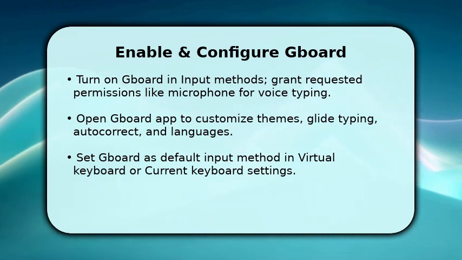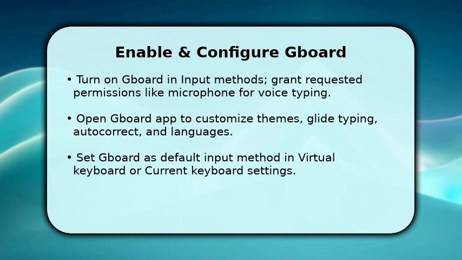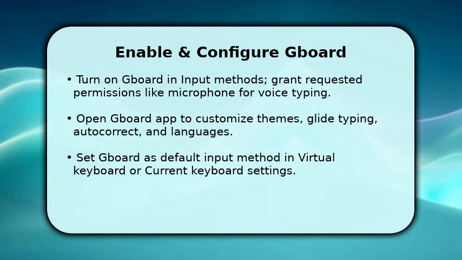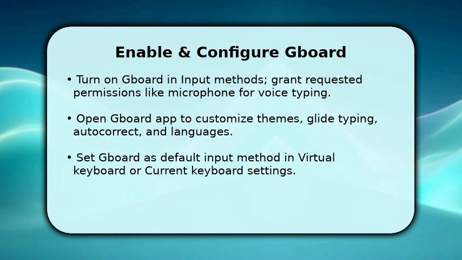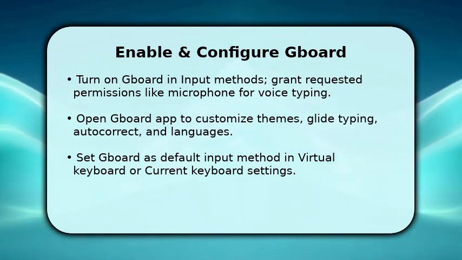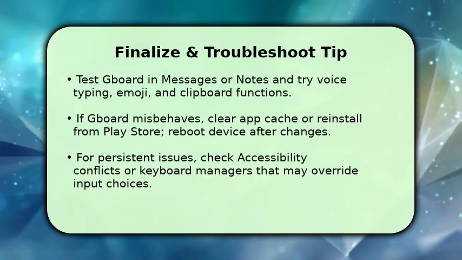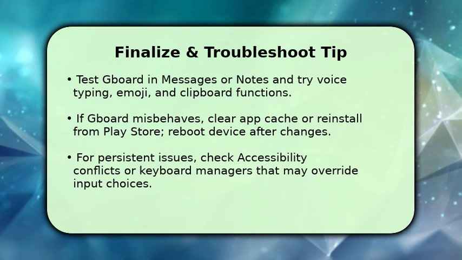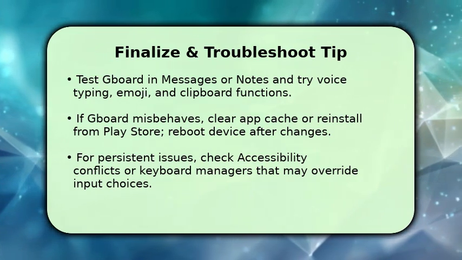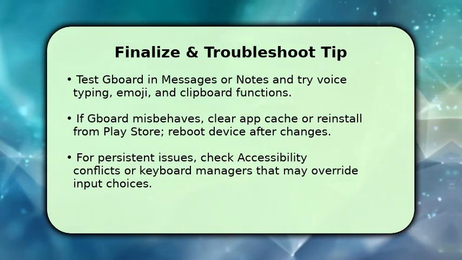Once configured, return to Virtual Keyboard or Current Keyboard and select Gboard as the default. This ensures every app uses it. Make sure language order and preferences match how you type. Finish by testing Gboard in a messaging app. Type, use glide input, insert emoji, and try voice typing to confirm permissions work.